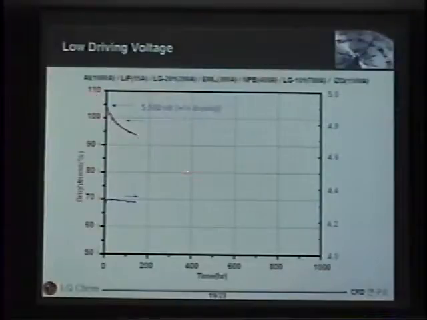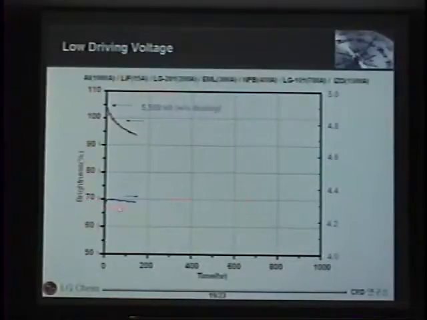And this is the device lifetime. Bottom there is 50%, not here. So it will require thousands of hours to reach 50% of initial brightness. And we never expected this kind of behavior. We also expected that the driving voltage will go up. But as you can see here, the driving voltage is stabilized.